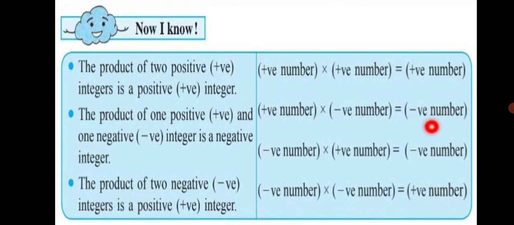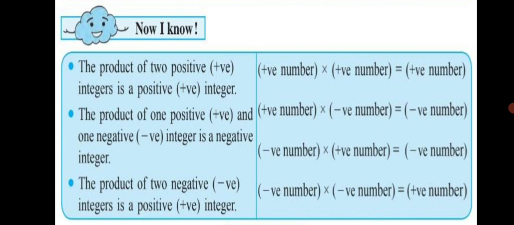Then you get your answer as negative. Plus into minus is minus, or minus into plus is also minus. Whether plus comes first or minus comes first doesn't matter. If both signs are different, the answer will be a negative number. When both signs are negative, negative number into negative number, the answer is positive.